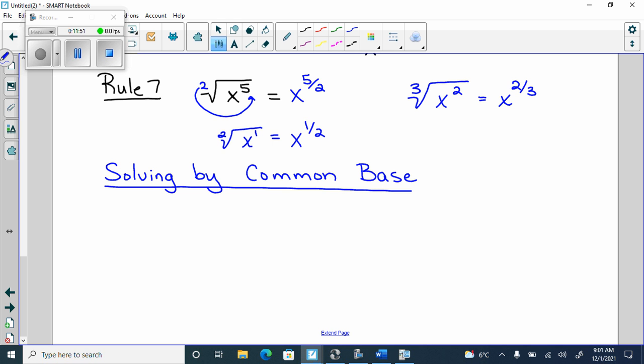So the lesson today is solving by common base. I'm going to give you one little thing here first. If I give you 3 to the x equals 3 to the smiley face, what can you tell me about that equation? X equals smiley face. Right? So if we have the same base, our exponent's equal. We agree? You just stated that, correct?